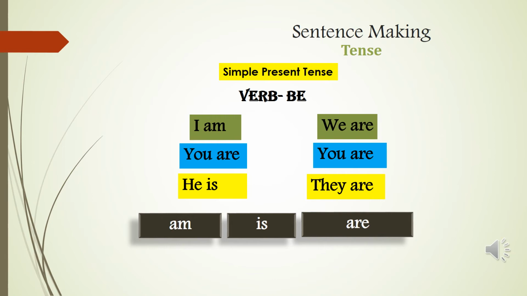So read with me. I am, we are, you are, he is, they are. Similarly, a generic pattern. So be verb means in simple present tense am, is, are. So these three verbs actually are the structure of be verbs. So mug up the pattern of simple present tense be verb.